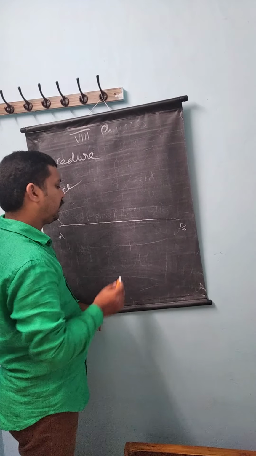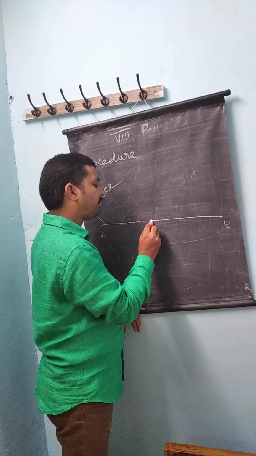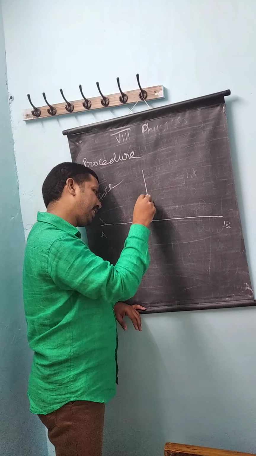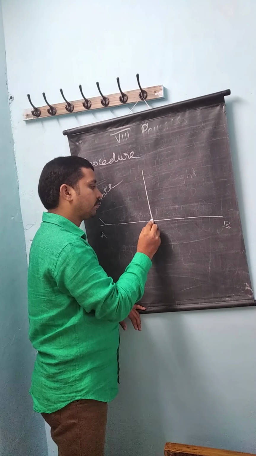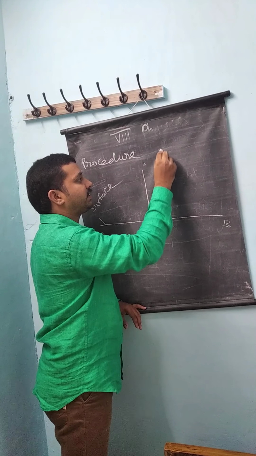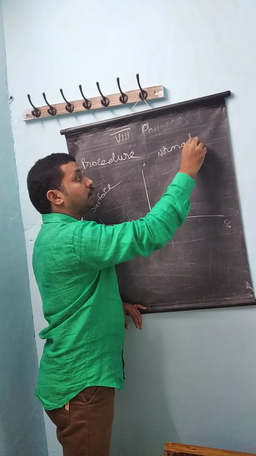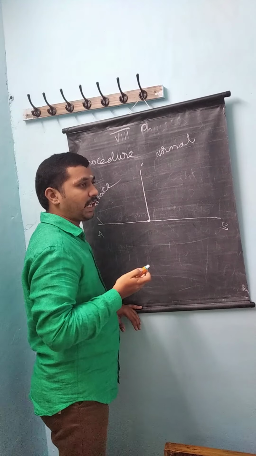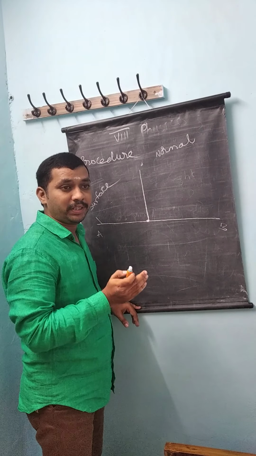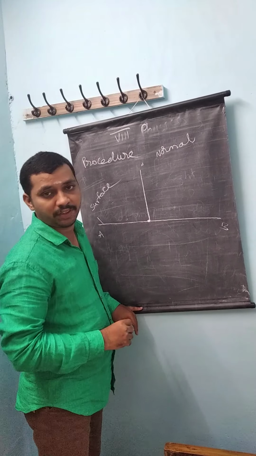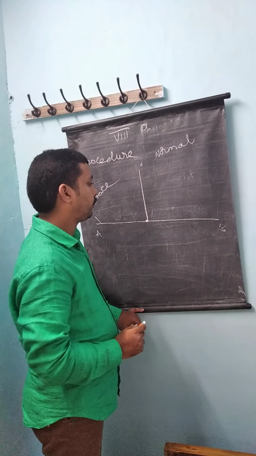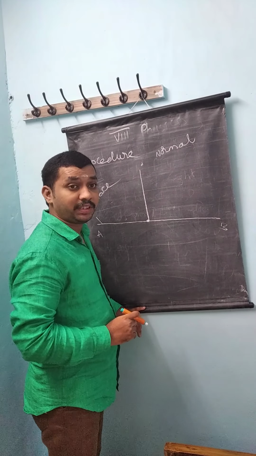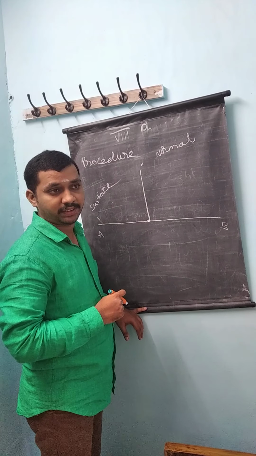Now, at the middle of this surface, we draw one perpendicular line which acts as the normal. The normal is a line which helps us to measure the angle between the light ray and the surface. The perpendicular line is termed the normal and the horizontal line is termed the surface.